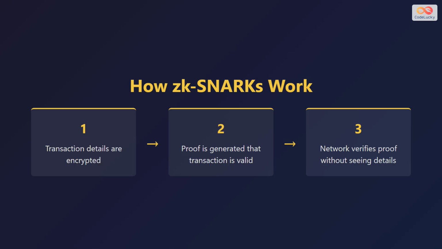The zk-SNARK process works in 3 steps. First, the transaction details are encrypted, hiding the sensitive information. Second, a cryptographic proof is generated that demonstrates the transaction is valid without exposing the actual details. Third, the network verifies this proof to confirm the transaction is legitimate, all without ever seeing the encrypted information. This allows the blockchain to remain secure while preserving user privacy.